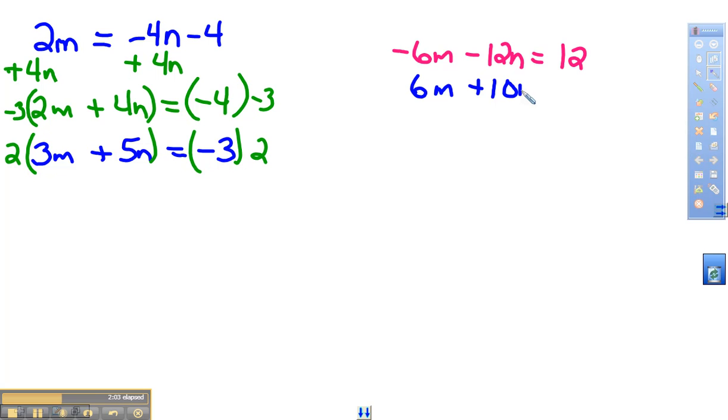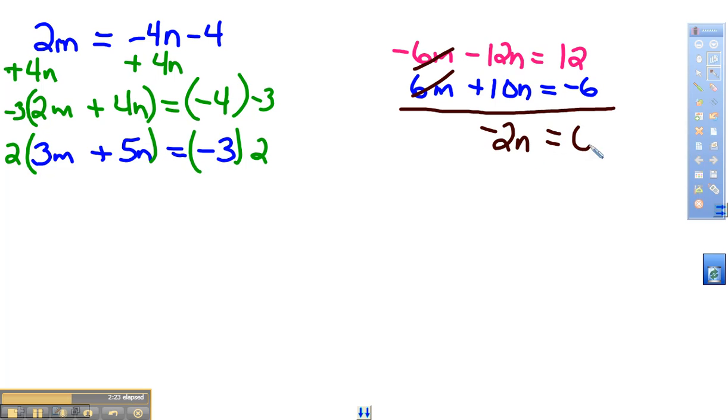At this point, we can just add the two equations and see what happens. The negative 6m plus 6m cancels. We get negative 12n plus 10n gives us a negative 2n is equal to 12 minus 6, which is 6. Dividing both sides by negative 2, we get a result of n. That would be n is equal to negative 3.